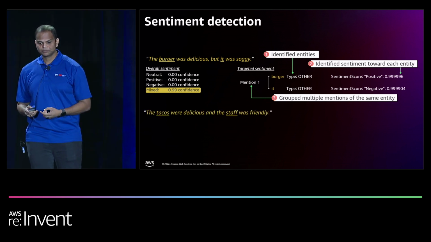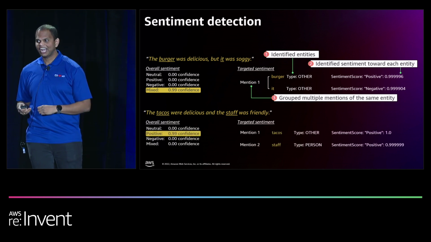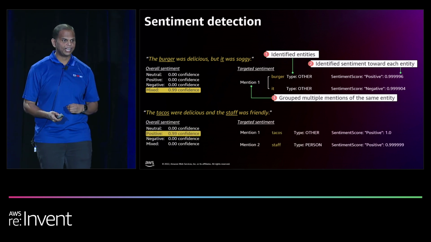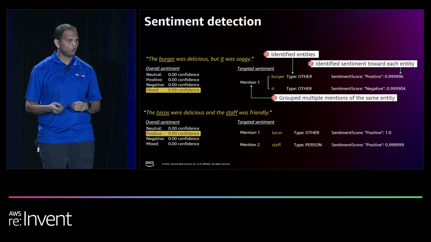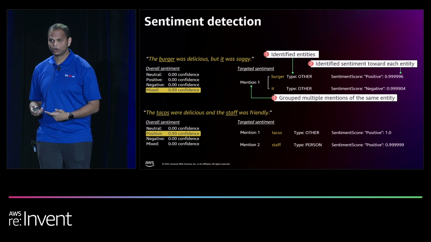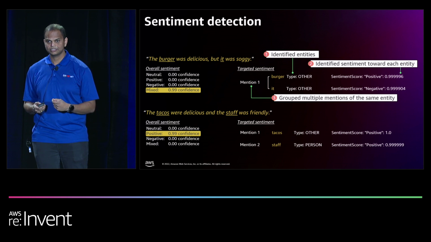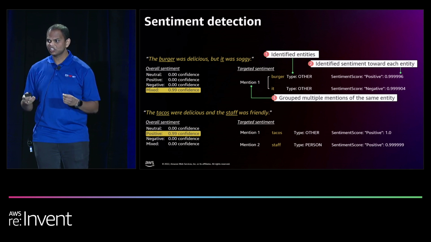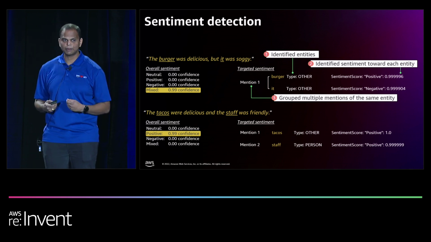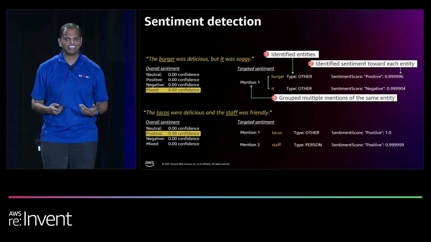Giving another example: the tacos were delicious and the staff was friendly. When we feed this through Comprehend, it is able to detect that the overall sentiment is positive. And there are two distinct entities here, the staff and the dish itself, which is tacos. And the reviews are positive for both. So now with these different kinds of functionalities that Comprehend provides, it is up to us as developers and builders how we can use them to solve real life problems.